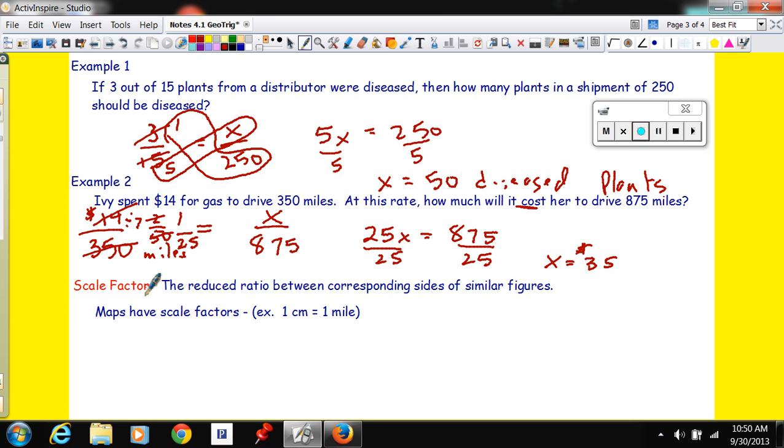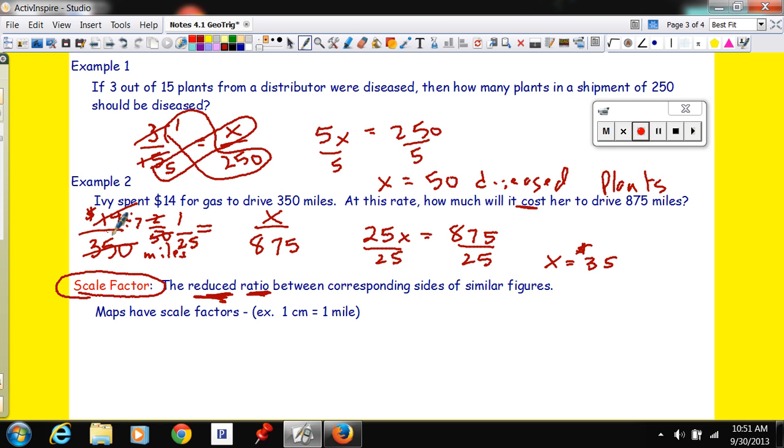So the scale factor here. This is another key vocabulary term that I put in red, a scale factor. Scale factor is the reduced ratio. So in this example that I just did, what was the scale factor? What was the ratio that I reduced completely?